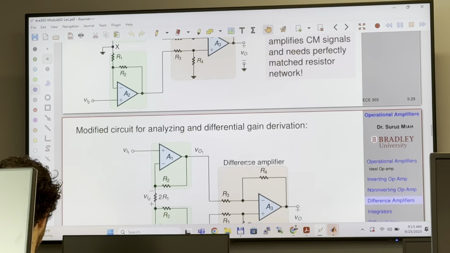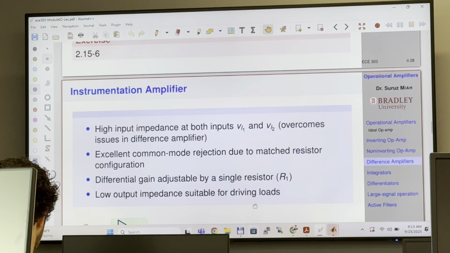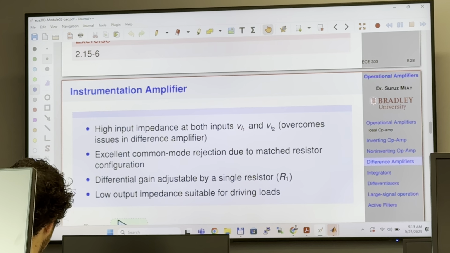In our last class, we started talking about the instrumentation amplifier. This instrumentation amplifier is something you would see in most electronic devices, power supplies, function generators. Many electronic devices have this instrumentation amplifier.